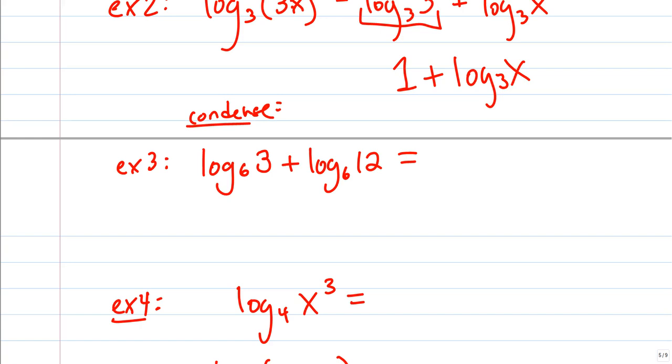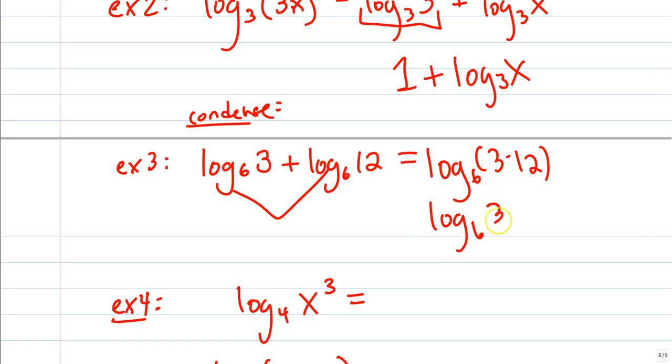Log base 6 of 3 plus log base 6 of 12. Here's the first time we're going to have something that actually has a purpose when I condense these. I can condense these two into a single log, same base. Up here, multiplying turns into adding. Down here, condensing the adding of logarithms can turn into multiplying. So log base 6 of 3 times 12, log base 6 of 36. And I can simplify that. Log base 6 of 36: 6 to what power is 36? It is 2.